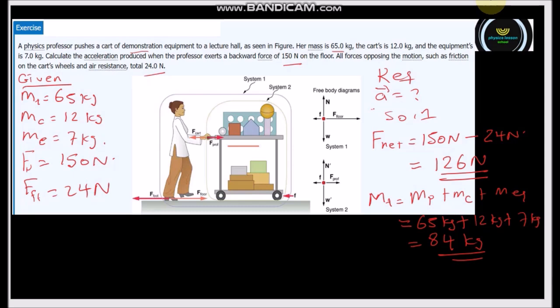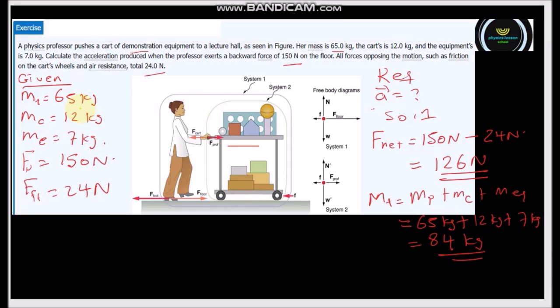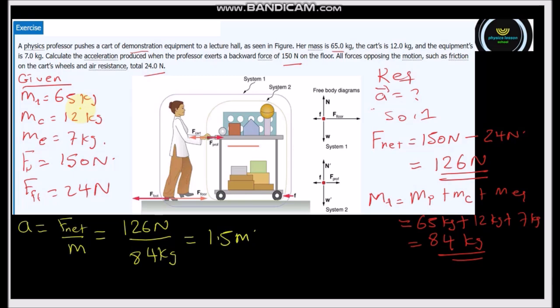The total mass is 84 kilograms, and the net force we have is 126 Newtons. Then the solution for the acceleration: acceleration equals net force over mass. The net force 126 Newtons over the total mass 84 kilograms is equal to 1.5 meters per second squared. That is the acceleration, because the net force is already accounted for here.